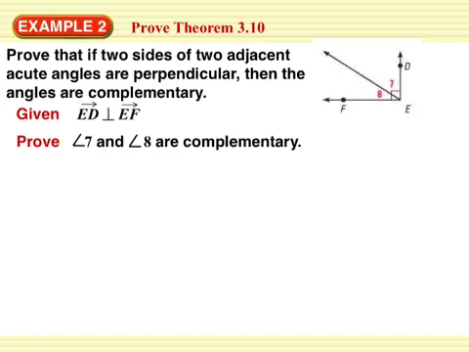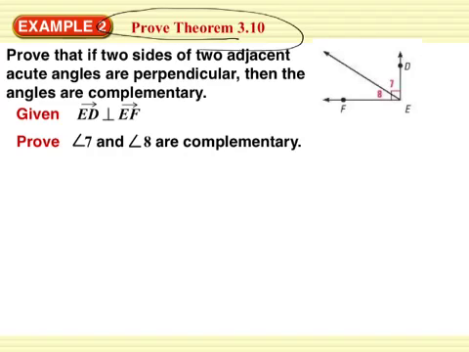Let's try this one. Prove that if two sides of two adjacent acute angles are perpendicular, then the angles are complementary. Here's a little reminder. We're proving a theorem. I cannot use the theorem to prove the theorem. I have to use other postulates and theorems we've learned prior to 3.10 to prove 3.10. It's a very important point. So let's look at this drawing and write down what we know.